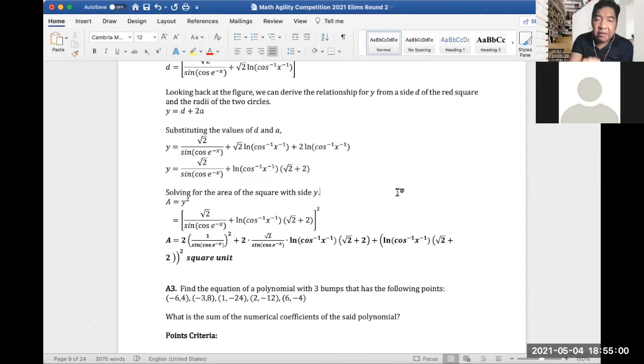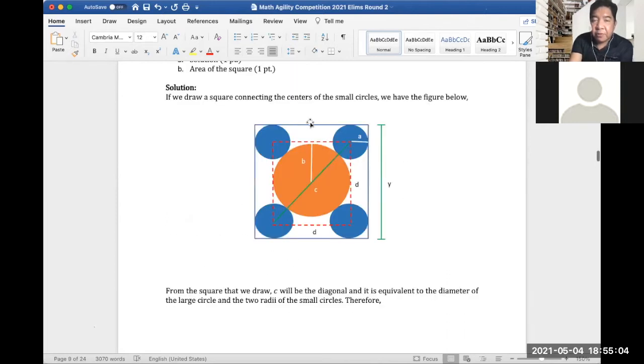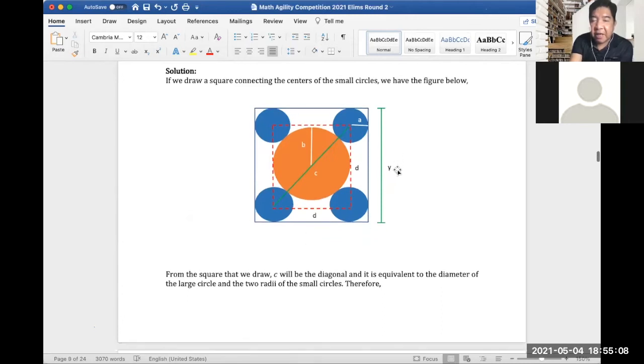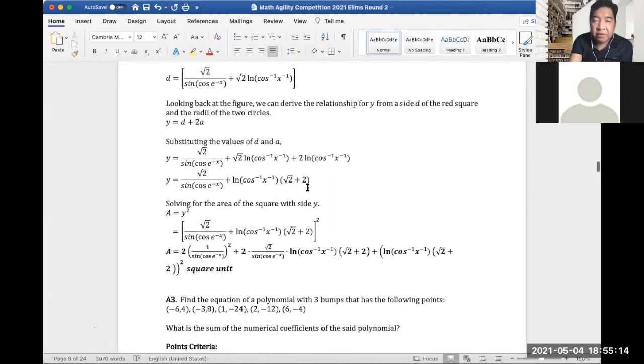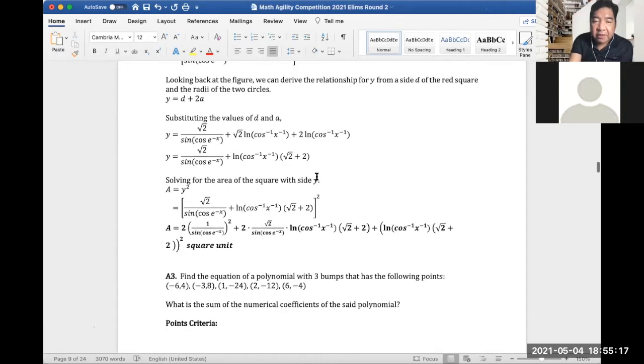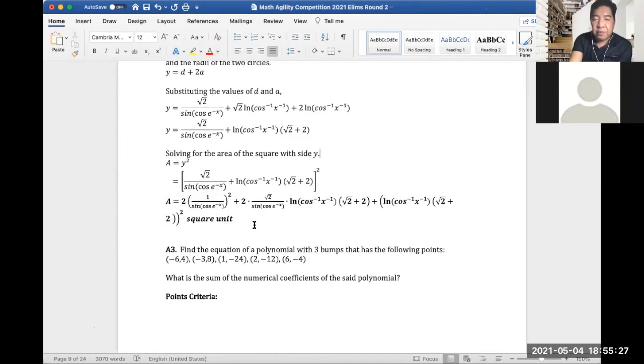Now, the question is to get the area of the blue square, right? So since we know that this is y, the area would be y squared. So area is y squared. So we know what is y. So just expanding these terms, and you would get the area of the blue square, which is this.